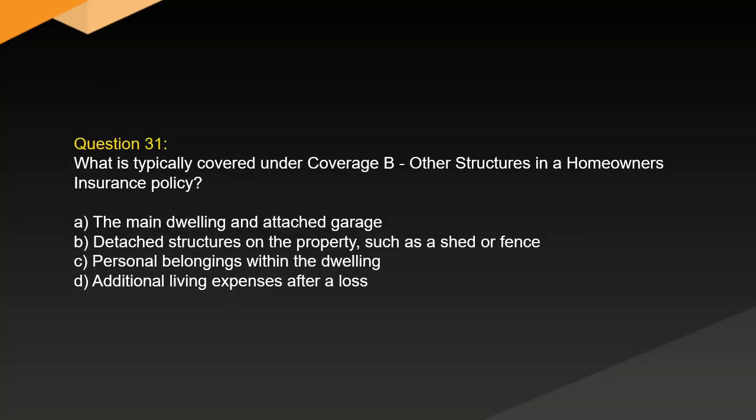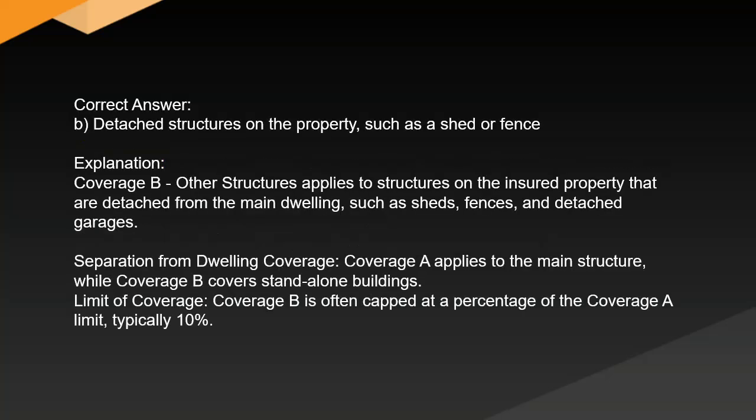Question 31. What is typically covered under coverage B, other structures, in a homeowner's insurance policy? A. The main dwelling and attached garage. B. Detached structures on the property, such as a shed or fence. C. Personal belongings within the dwelling. D. Additional living expenses after loss. Correct answer: B. Detached structures on the property, such as a shed or fence.